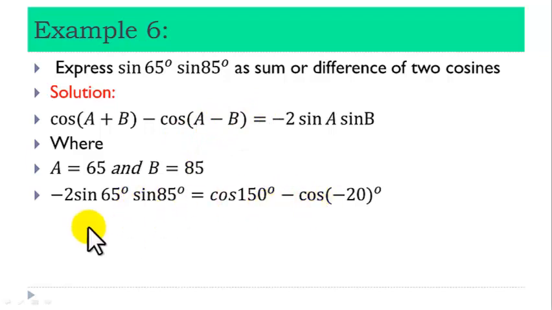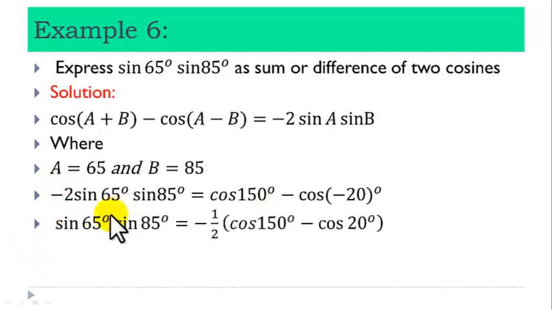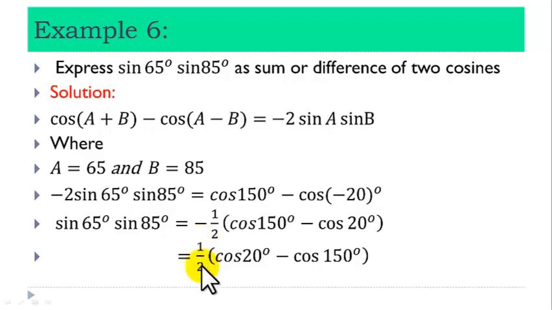Dividing both sides of this equation by minus 2, we obtain sin 65 degrees sin 85 degrees is equal to minus 1 over 2 times (cos 150 degrees minus cos 20 degrees), since cos of minus 20 is equal to cos 20. And this will give us 1 over 2 times (cos 20 degrees minus cos 150 degrees). That is, if you multiply through by minus 1, this sign will change to plus cos 20 degrees, while this one will change to minus cos 150 degrees.